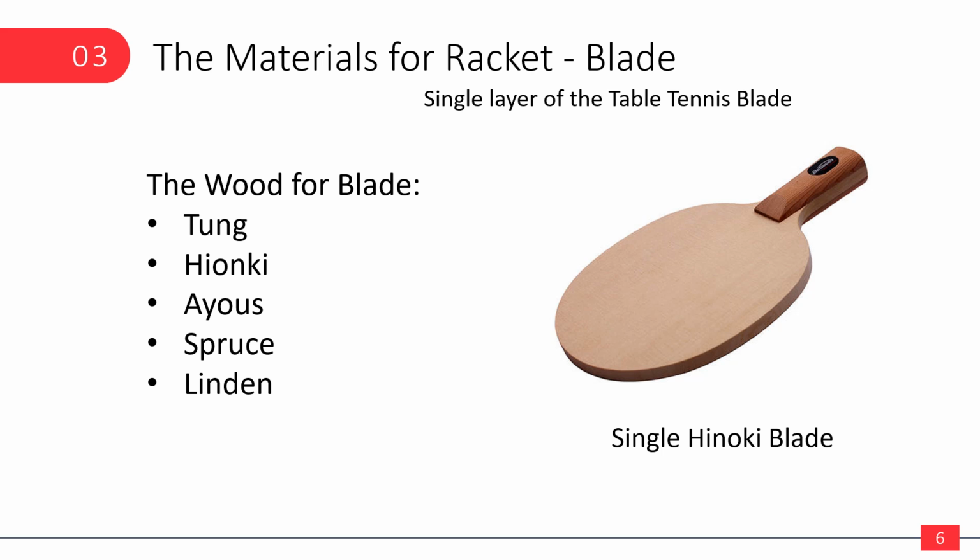Linden was used to make blades very early. The main disadvantage of this wood is its heavy weight, but it has been widely used for a long time, because this heavy blade is suitable for fast attack. At present, many manufacturers use a combination of linden and light wood to manufacture the blade. This can better bring out its performance.